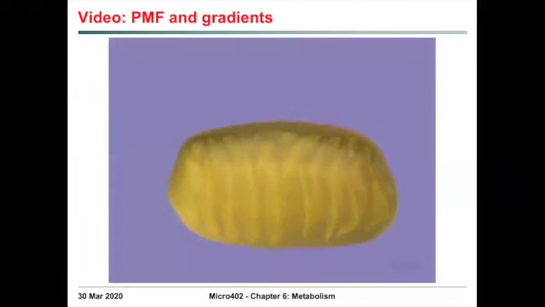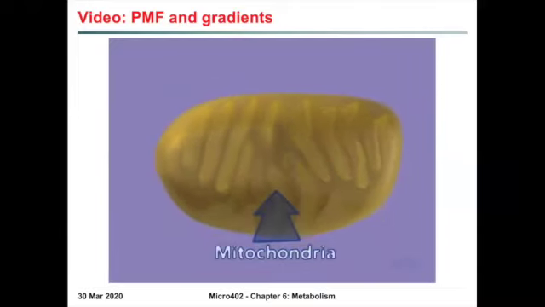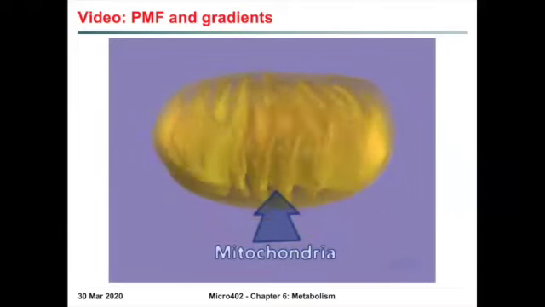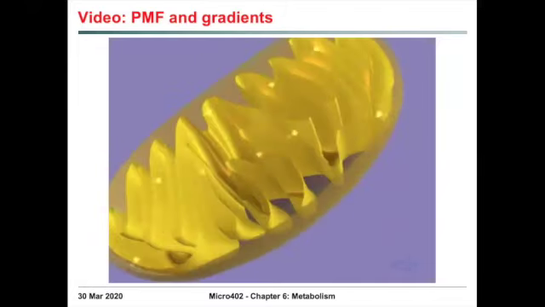Gradients and the potential energy they create are key aspects of the biological world. A good example of the use of a gradient occurs in the mitochondria when ATP is synthesized.